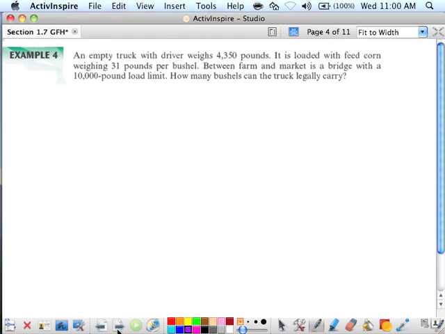First, we need to set up an inequality. We know that it is going to weigh 31 pounds for every bushel. So do y'all agree that's going to be 31B? That's how much the corn is going to weigh, plus what the truck and the driver already weigh, 4,350 pounds. And that has to be less than or equal to the load limit on the bridge. Then if we just solve that for B, that should tell us how many bushels we can legally carry across that bridge. First thing we do is we subtract 4,350 from both sides.